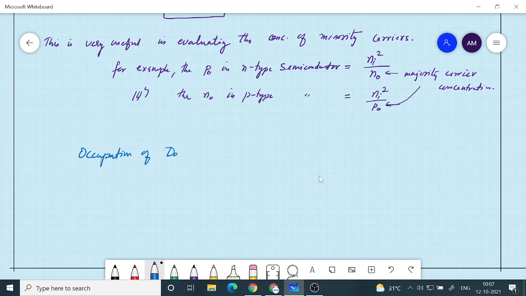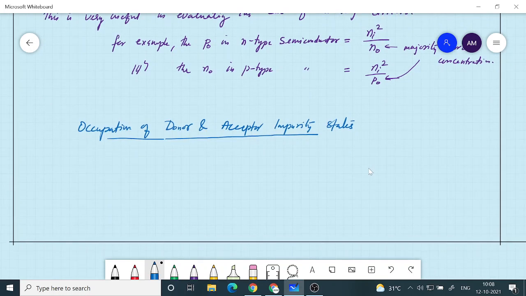So, the occupation of donor and acceptor impurity states. How does that happen? Now, the occupation of the normal states in the crystal, that is, the states which are given by the band structure, is according to the Fermi-Dirac distribution.